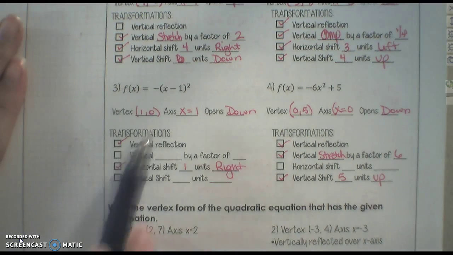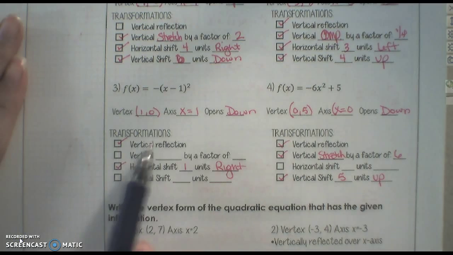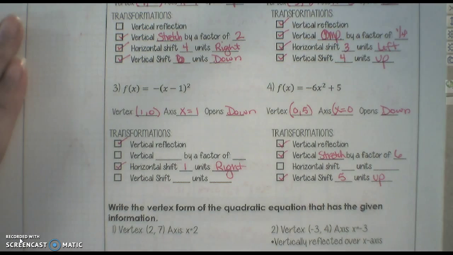So check your vertex, your axis of symmetry, how it opens, and then check your transformation information, see how you did. That should be review from stuff we've already done before.